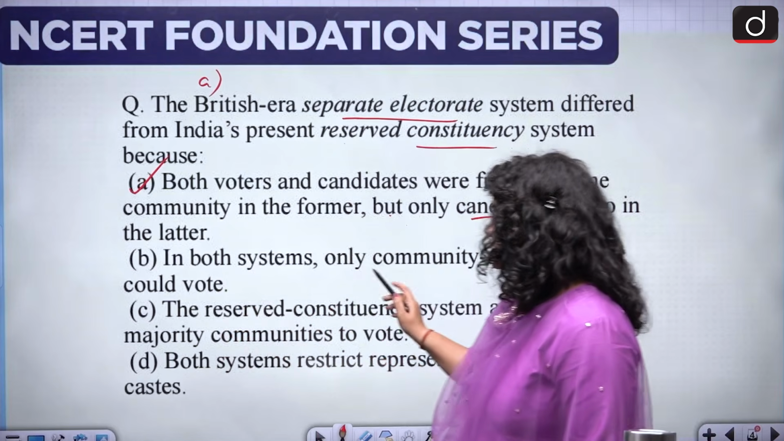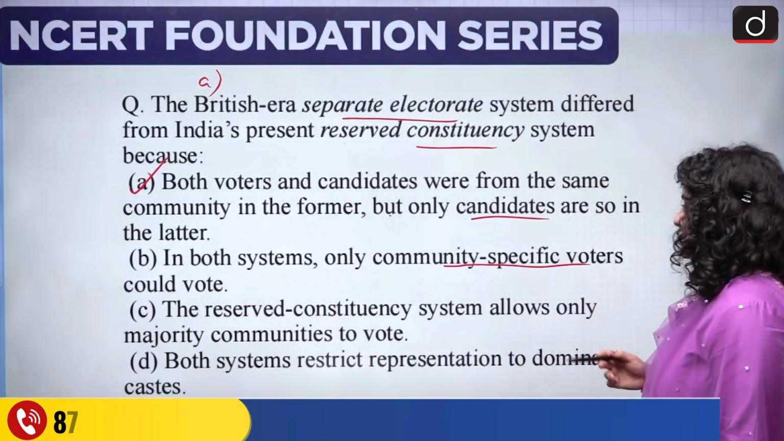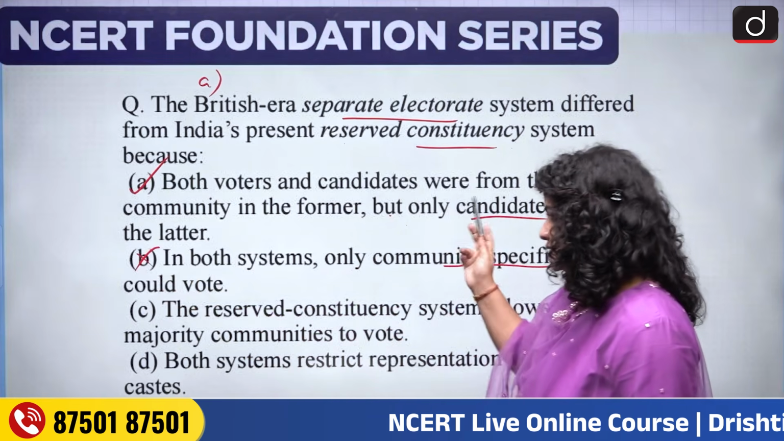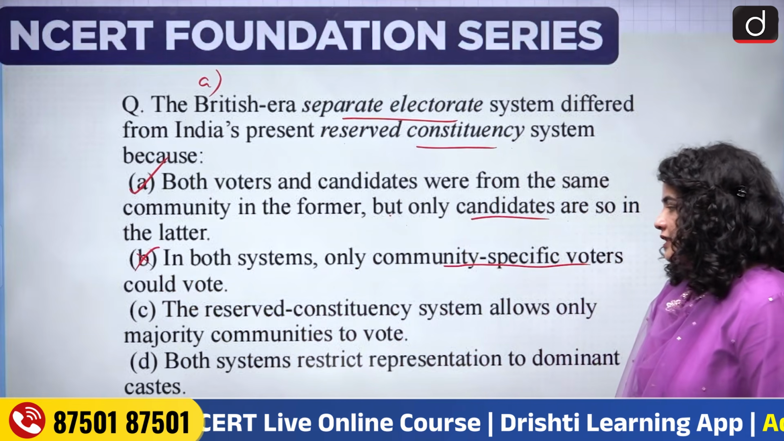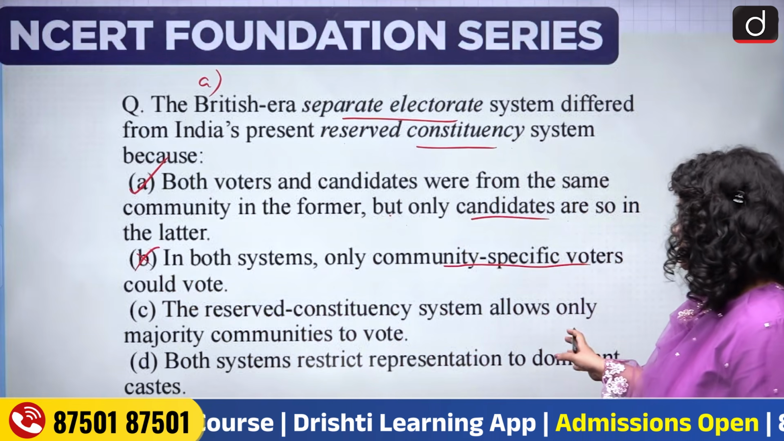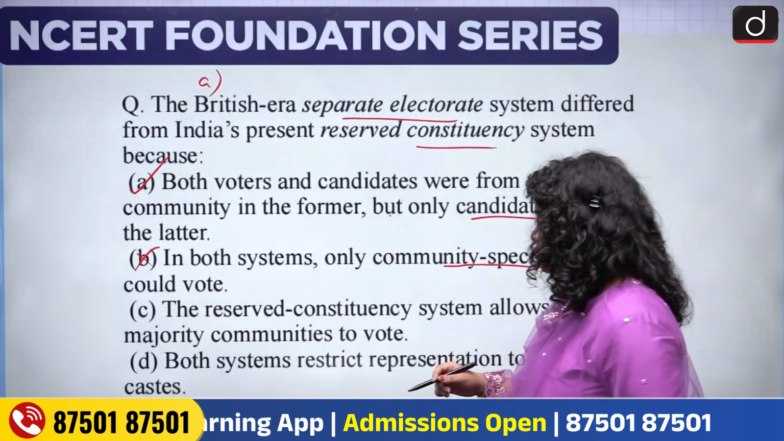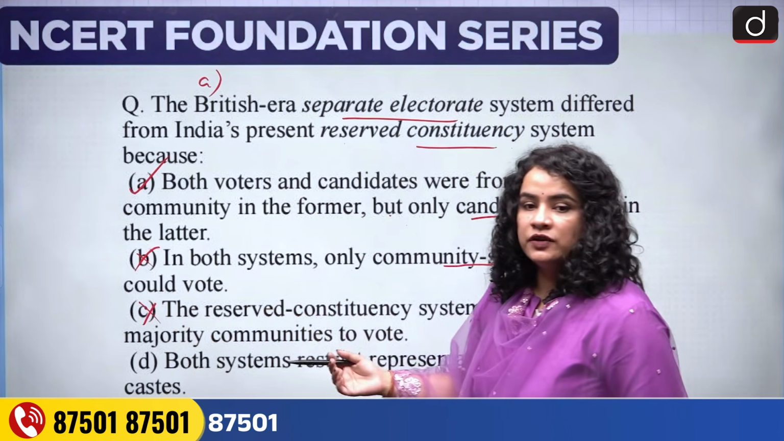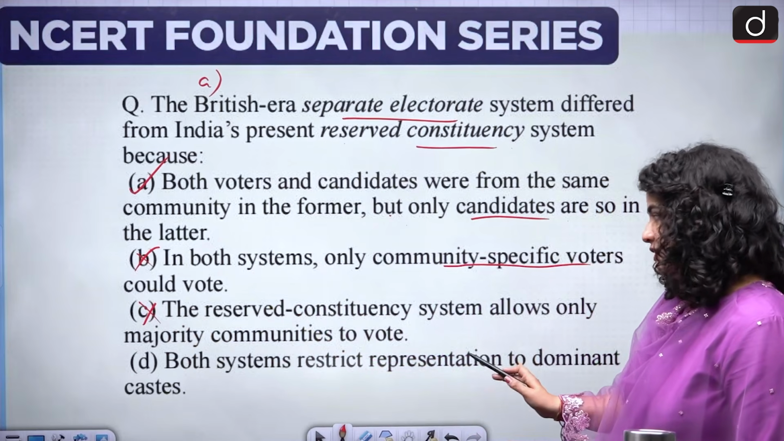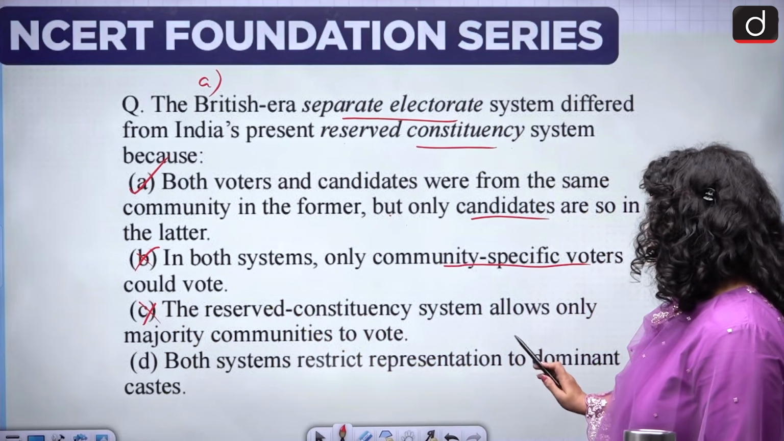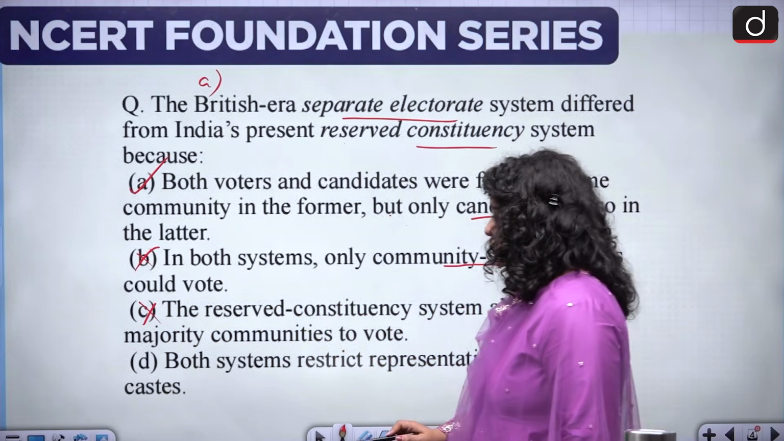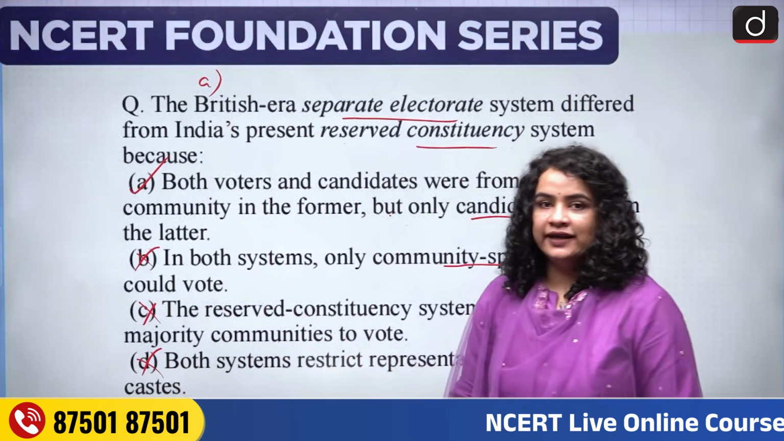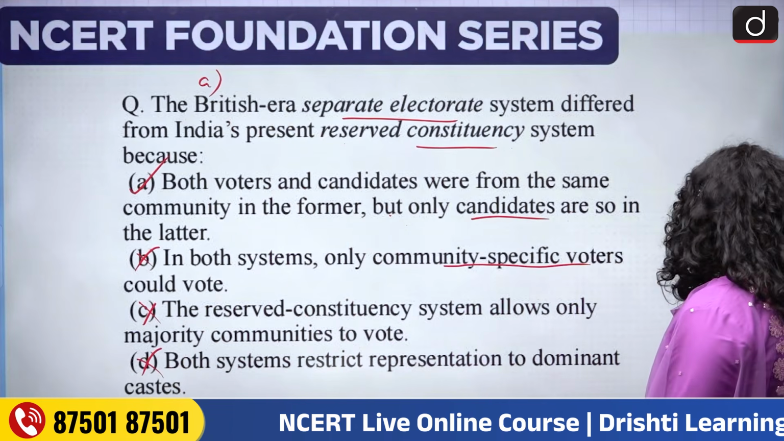Option B says in both systems only community-specific voters could vote. No, we just discussed the difference. Option C says the reserved constituency system allows only majority communities to vote. This is in fact the exact opposite of the purpose of the reserved constituency. And option D says both systems restrict representation to dominant castes. Again, false. And therefore option A happens to be our correct answer.